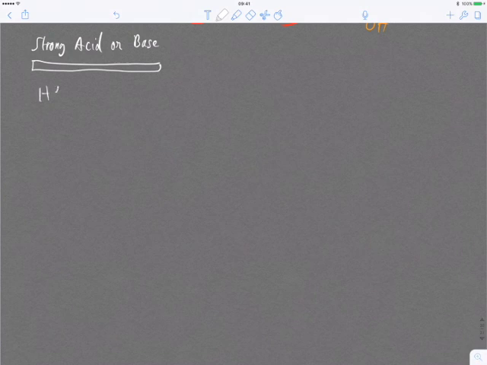Example, HCl, very popular acid. Geologists use it; you always bring a little bottle of 3 or 4% HCl in your bag to test for carbonate or limestone if you are a field geologist. So this plus water will give you the famous Cl minus plus H3O plus.